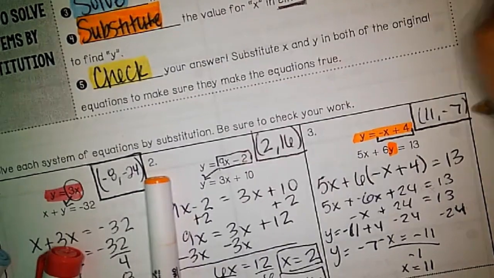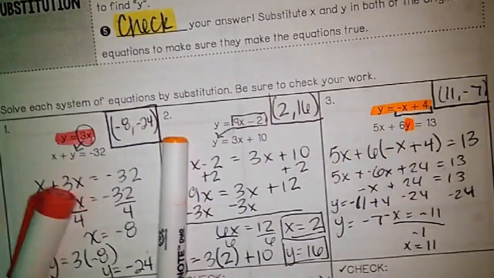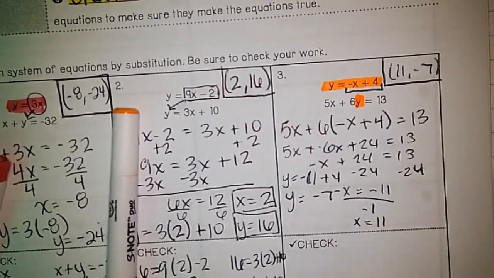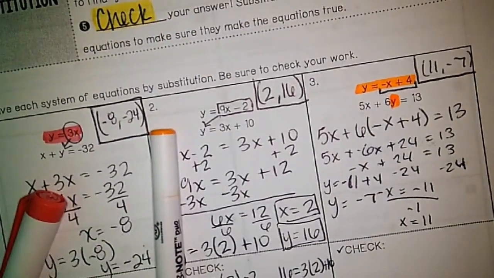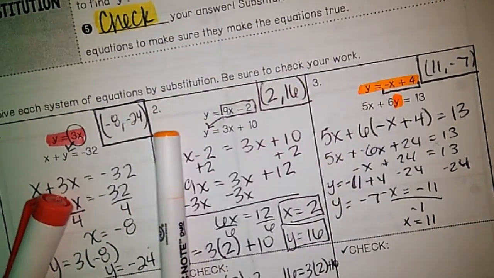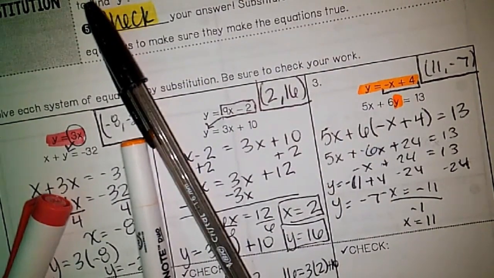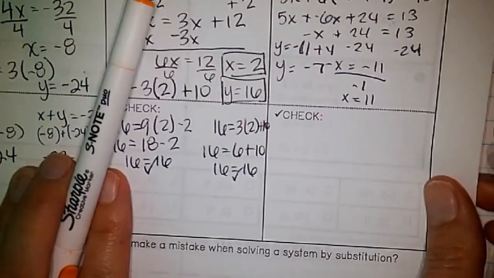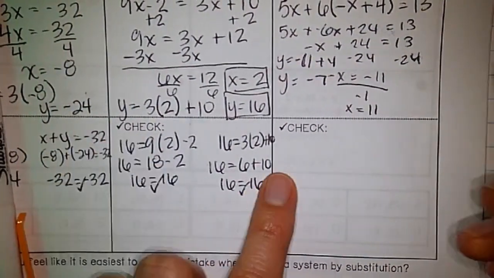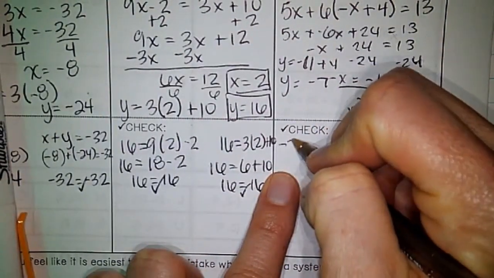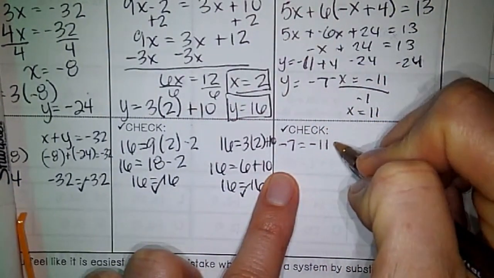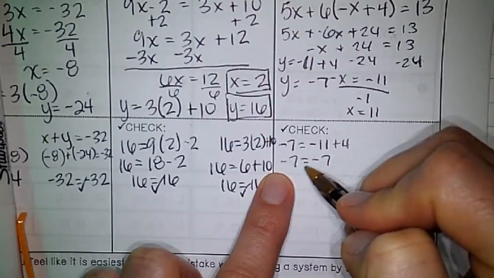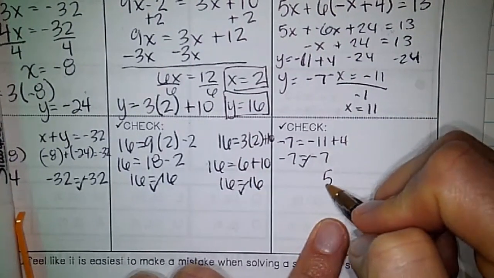Okay, so if we check it really quickly, because that's what we're gonna do, we're just gonna substitute the x and the y values back into the equation. So that means that negative 7 equals negative 11 plus 4. Negative 7 equals negative 7, that's correct. Then we have 5 times 11 plus 6 times negative 7 equals 13. 55 plus negative 42 equals 13. 13 equals 13. Ta-da.